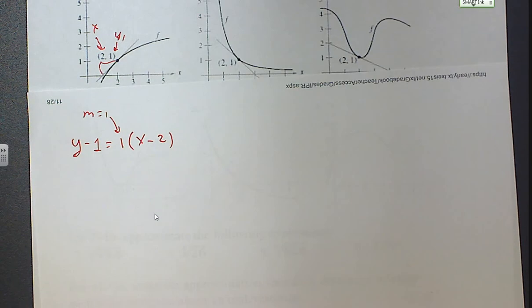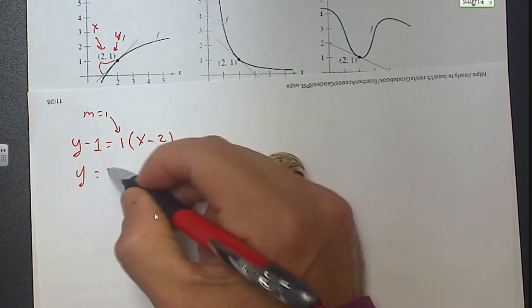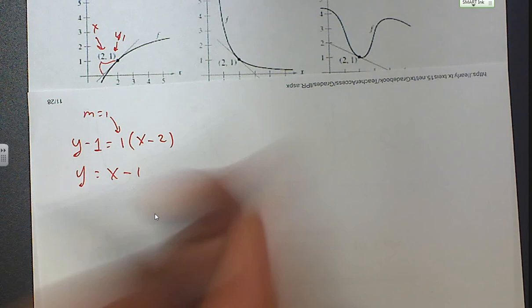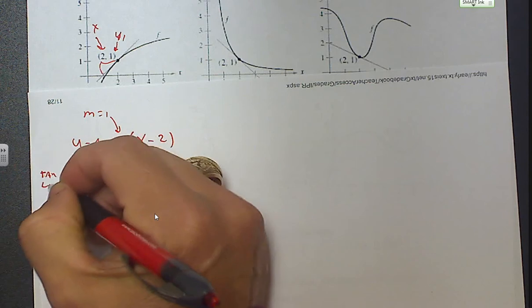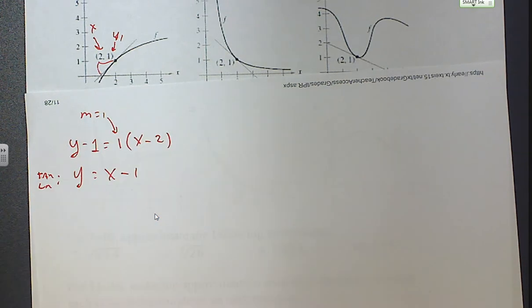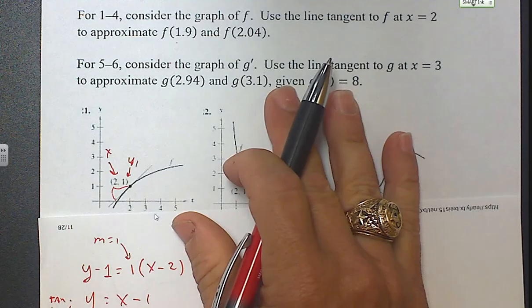Now, if you can find it without doing this, that's great. Feel free to do that. But this is typically where we start from because it may be some point way out in space where you can't find the y-intercept easily. So simplify that, you get y equals x minus 2 plus 1, so x minus 1, which is what you said. There's our tangent line equation right there. Agree with that? We're going to use that to approximate 1.9 and 2.04.